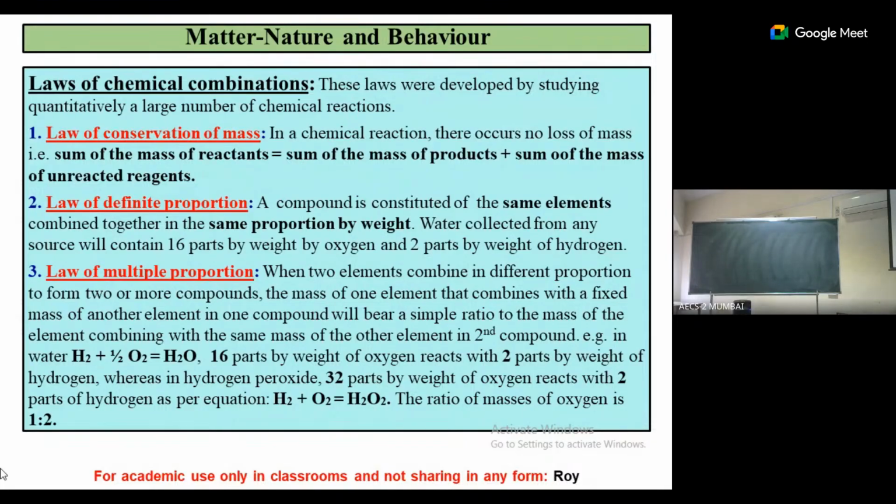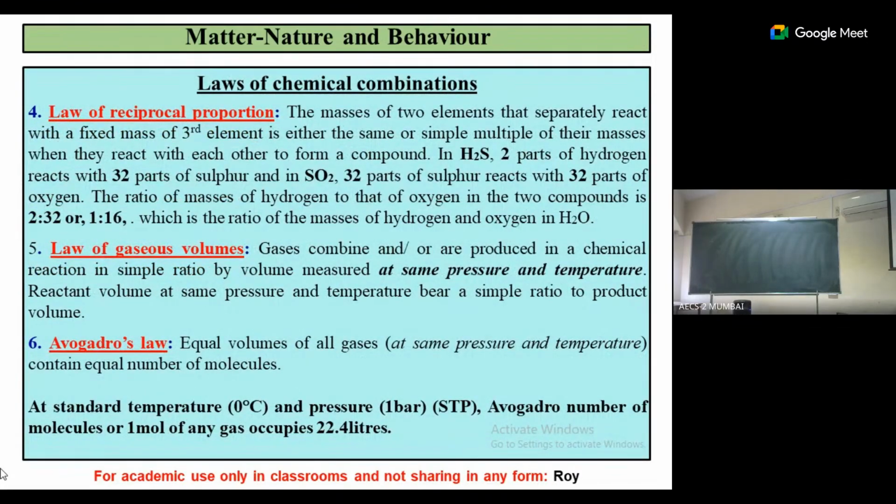Okay. Law of multiple proportion. Now comes the law of reciprocal proportion. This is basically an extension of what we will be learning in the next 2 slides, basically the law of equivalence. Okay. So what happens here? Suppose there are 3 elements A, B, and C. Now A and B react to make a compound, and C and B react to make a compound. So the common element is B.